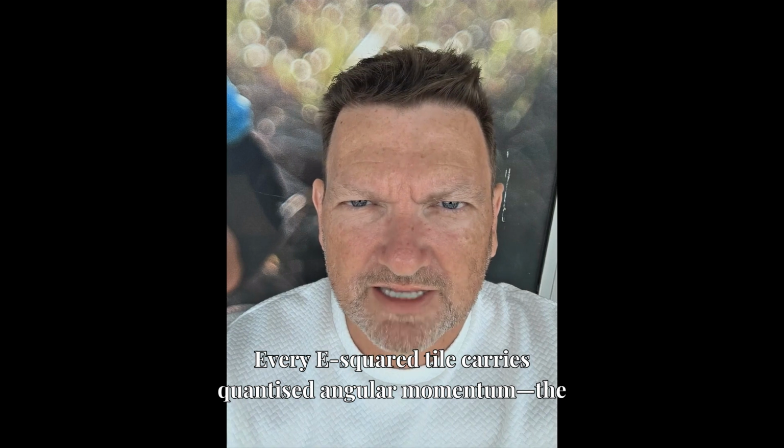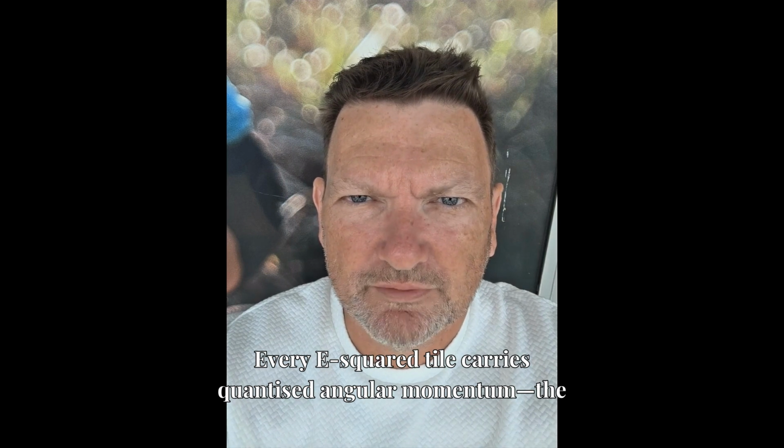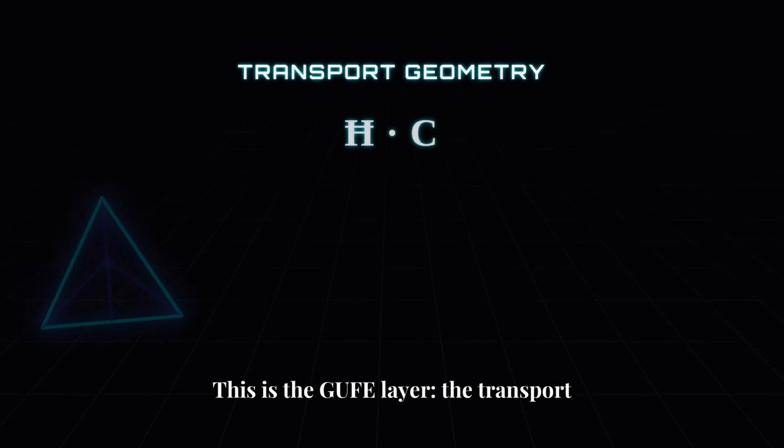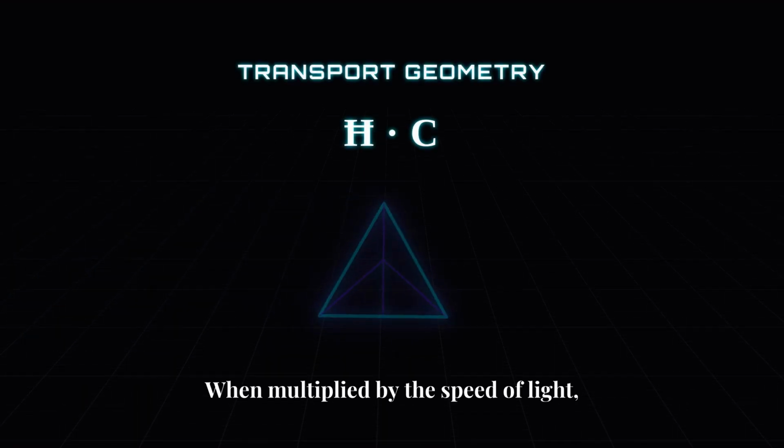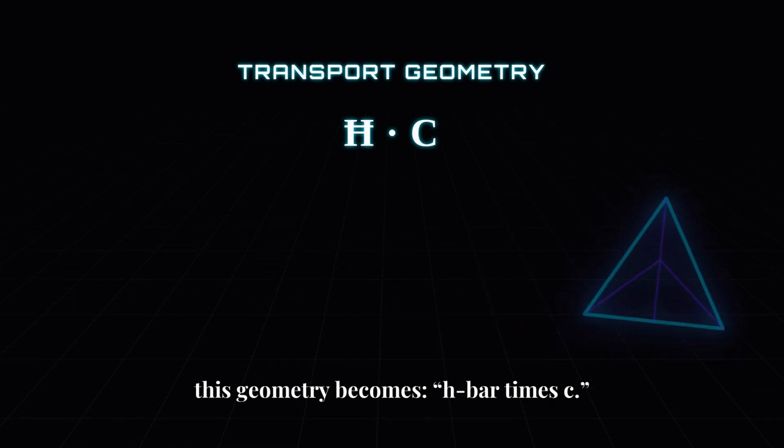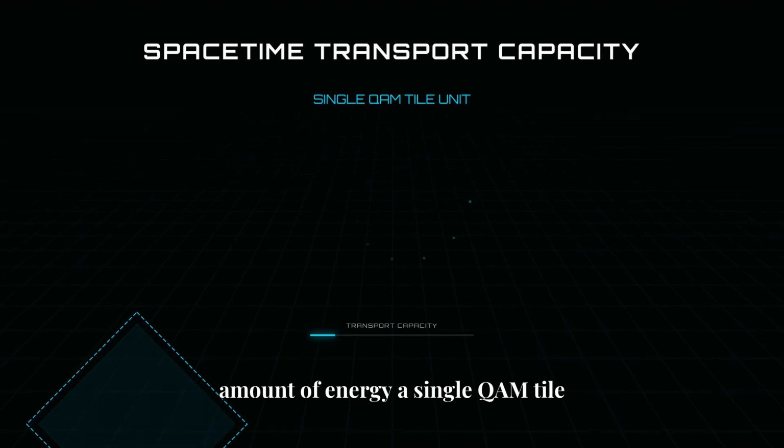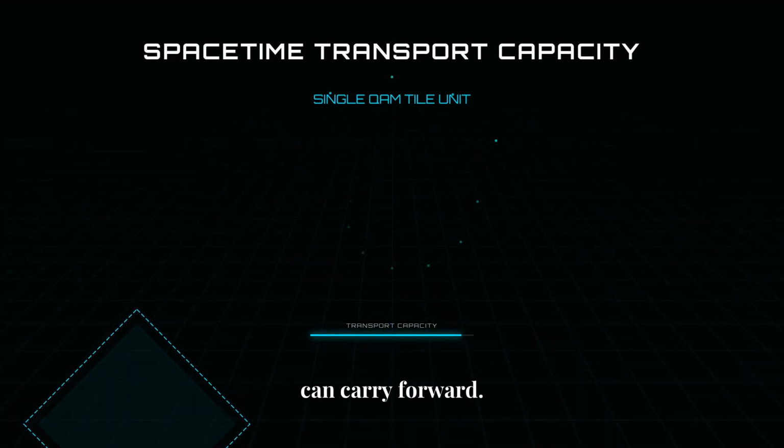Every E-squared tile carries quantized angular momentum, the Planck geometry known as h-bar. This is the UFE layer, the transport engine of energy. When multiplied by the speed of light, this geometry becomes h-bar times c. This is the transport capacity of spacetime, the amount of energy a single QAM tile can carry forward.